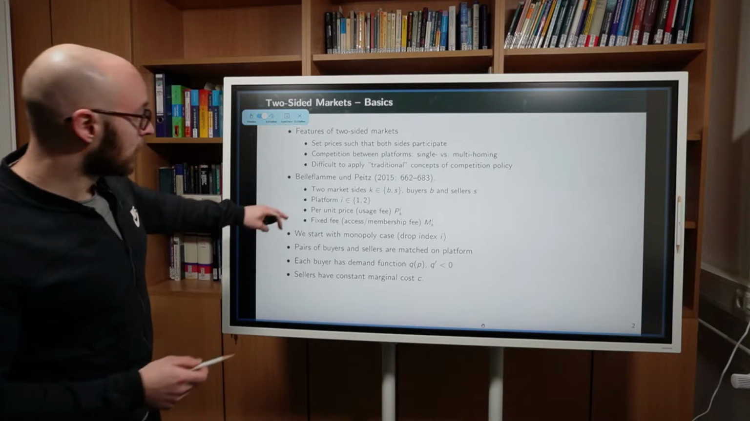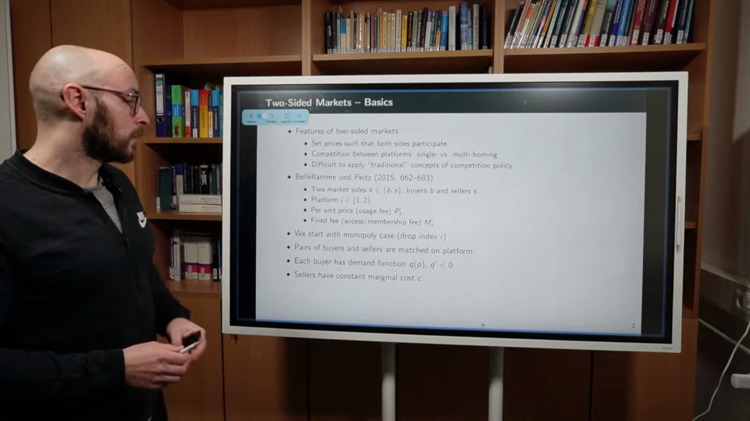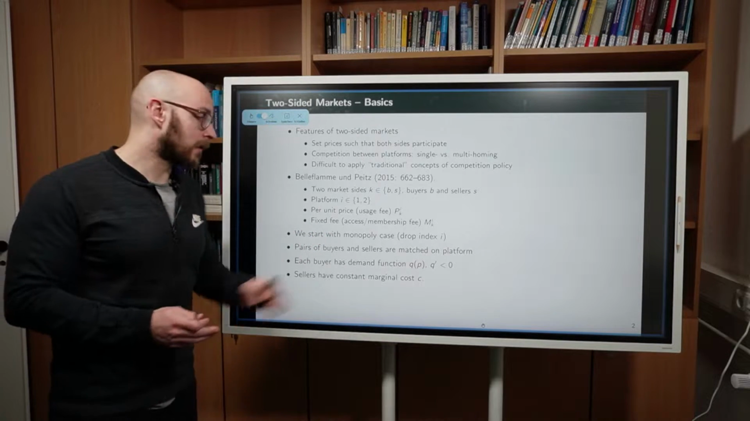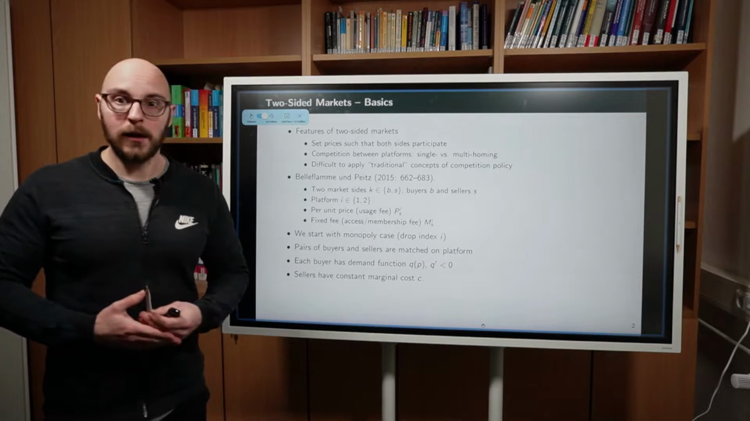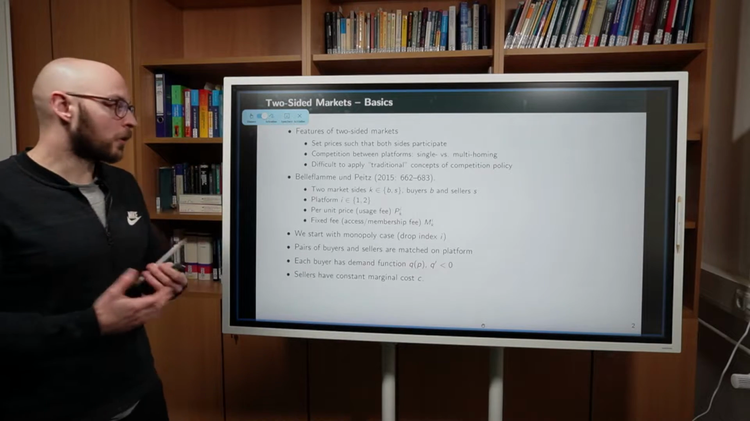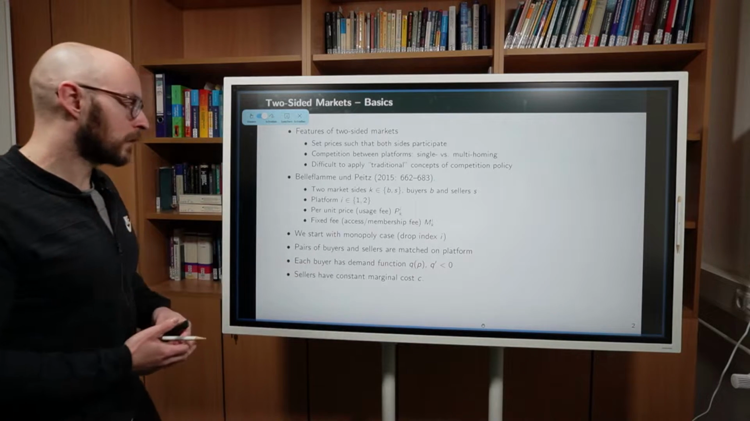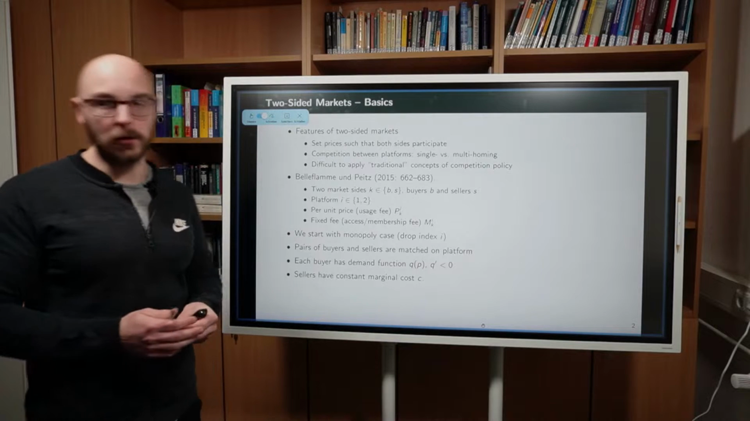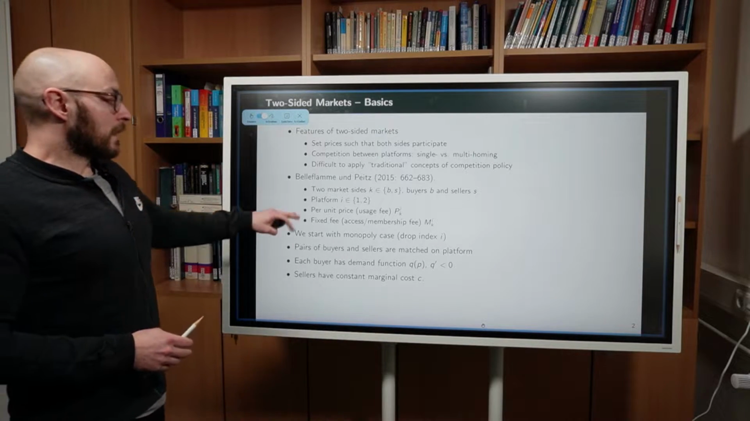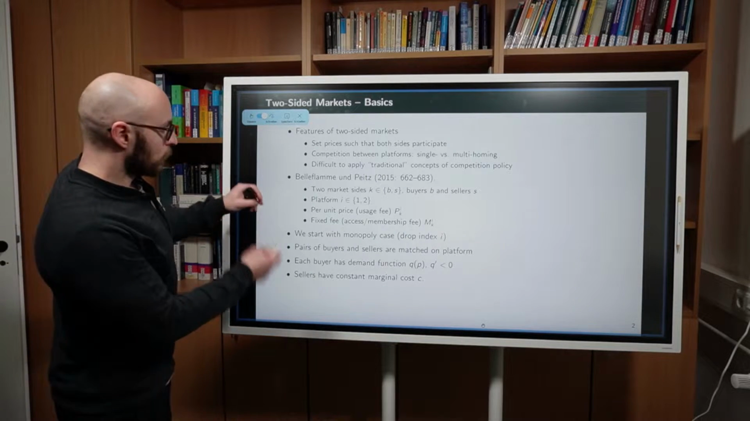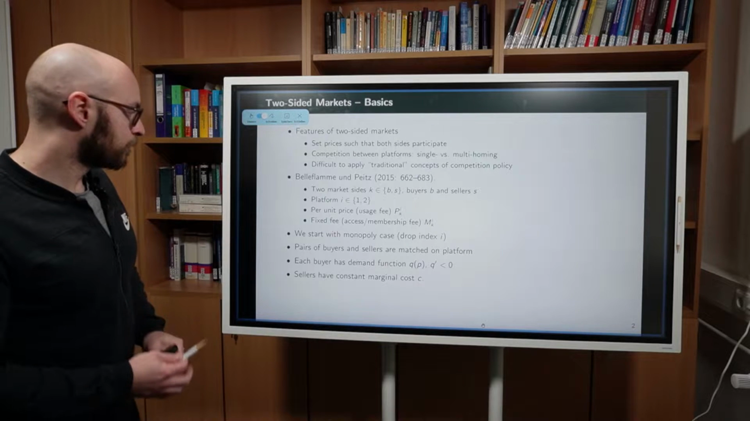And of course, you can set usage fees for each market side. The same applies to a fixed fee or membership fee. That means you have to buy the gaming console, or you have to pay in order to have an account at eBay. That's probably something that doesn't really matter for you as a buyer, but for sellers it could, depending on the platform you're using. And these are the two prices here: a variable fee and a fixed fee.